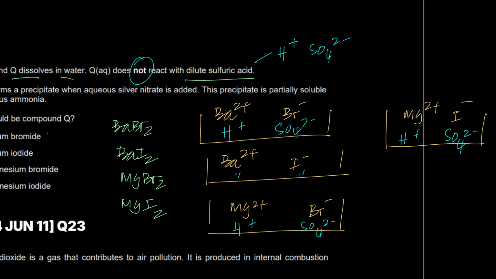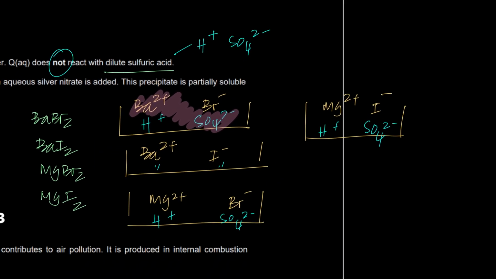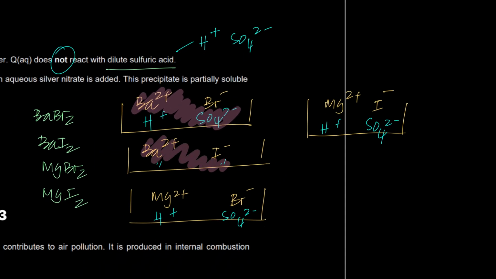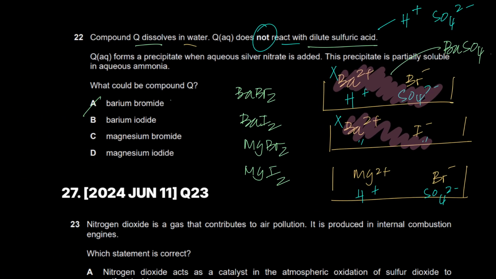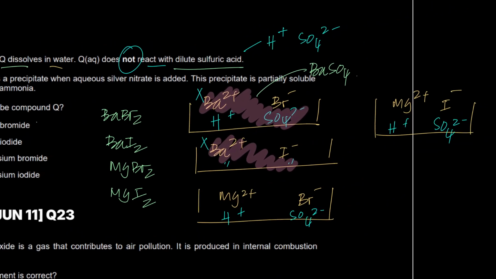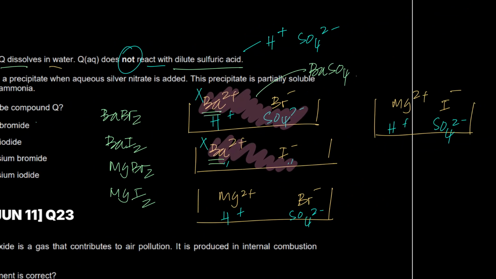If you have sulfuric acid here, the barium ion and the sulfate ion are going to make a precipitate. He's saying there's no reaction, so it cannot be the barium ion, because if it were, you'd see a BaSO4 white precipitate forming, but you aren't. So barium bromide and barium iodide are both incorrect, just because they contain that Ba2+ ion, and it does not react with sulfuric acid.